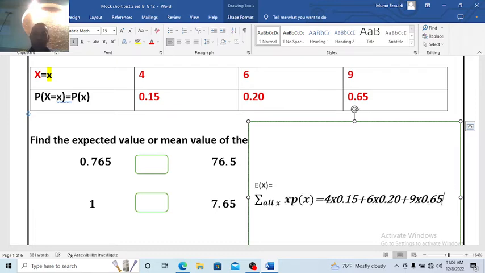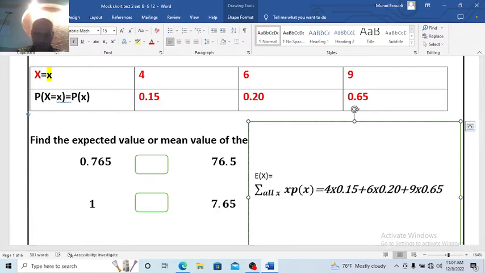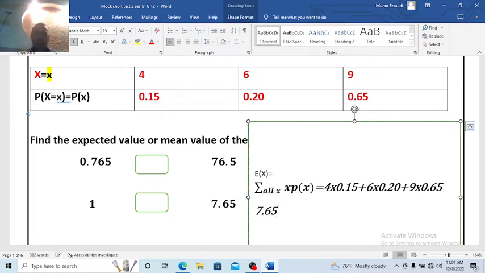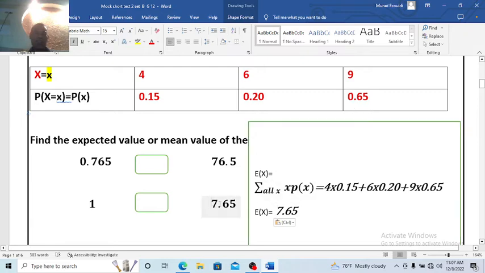Okay, therefore, girls and boys, here is just calculation. I will go to my calculator. I will do 4 multiplied by 0.15 plus 6 multiplied by 0.20, or 0.2, there is no difference, plus 9 multiplied by 0.65. This one, my learners, gives 7.65. Okay, this is the expectation value or the mean. Therefore E of X equals 7.65. So in fact the correct answer here, learners, is 7.65.